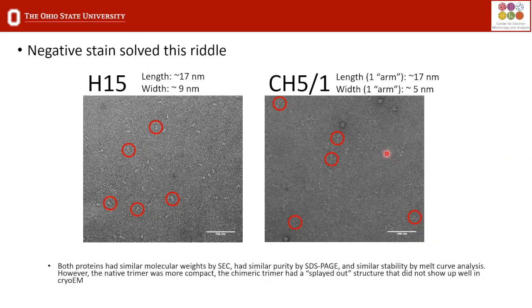So then we took a step back and said, okay, let's bring in some negative stain and see what's happening with this protein. And what we found was that the native trimer had a nice compact structure that stayed together very nicely on the cryo-EM grids. But with our engineered trimer, you could see in negative stain that it's kind of splayed out and floppy. So even though both proteins looked great with all of our biochemistry methods, it took negative stain to figure out what was actually happening.